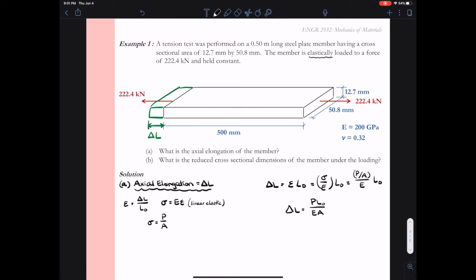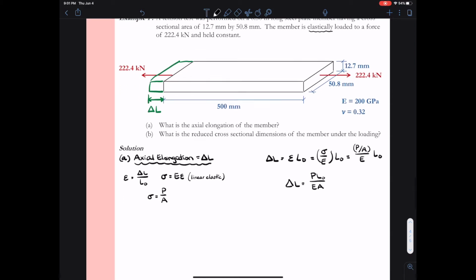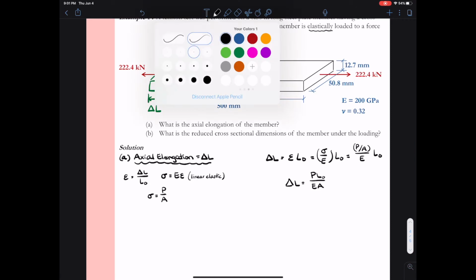And we're actually going to see this in the next lesson. We're going to call this Hooke's law. So we're going to see this equation again, and this will be one of the equations we use frequently when we talk about axial deflection.